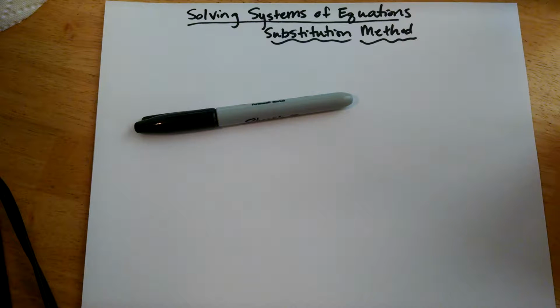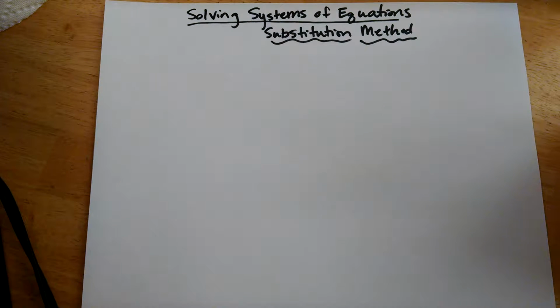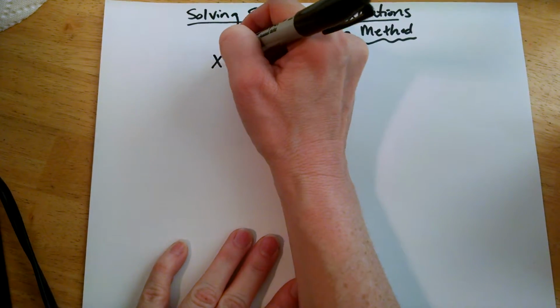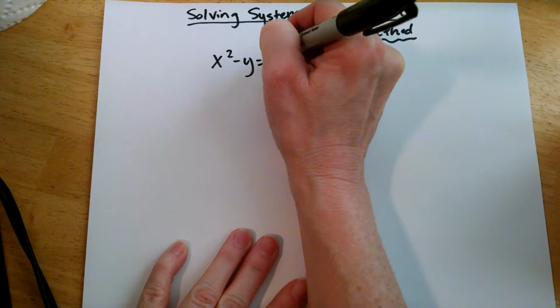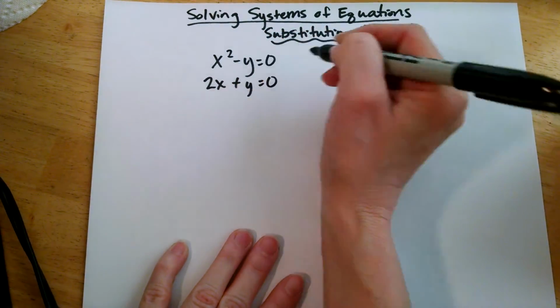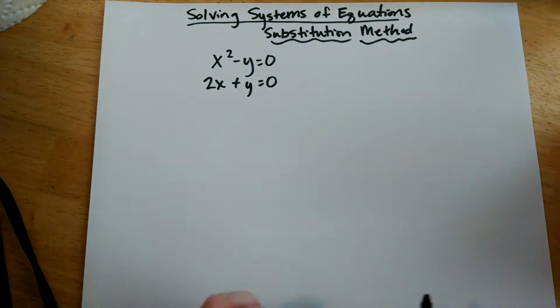Today we'll be solving systems of equations using the substitution method. Okay, so let's get started on our example. I've got x squared minus y equals 0 and 2x plus y equals 0. This one's a little different because we have an x squared term, but that's okay, we can work with that.